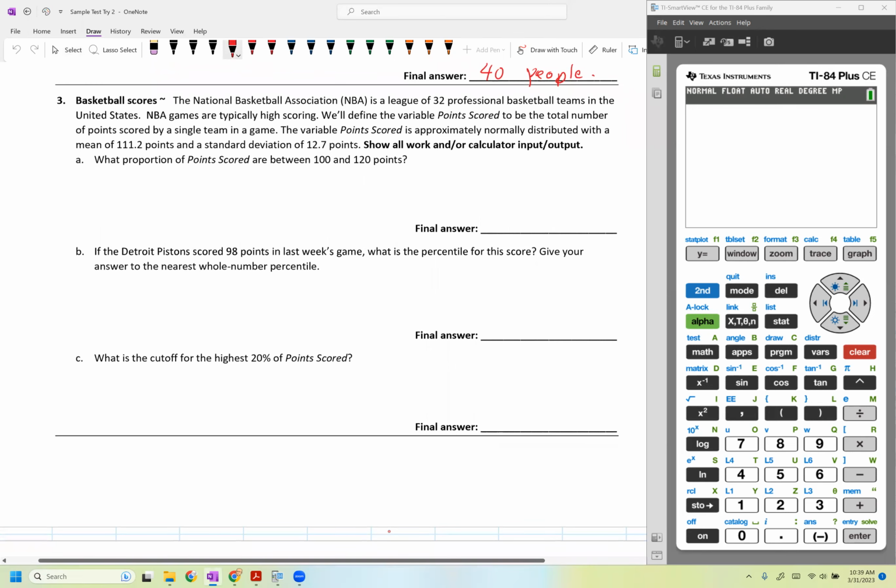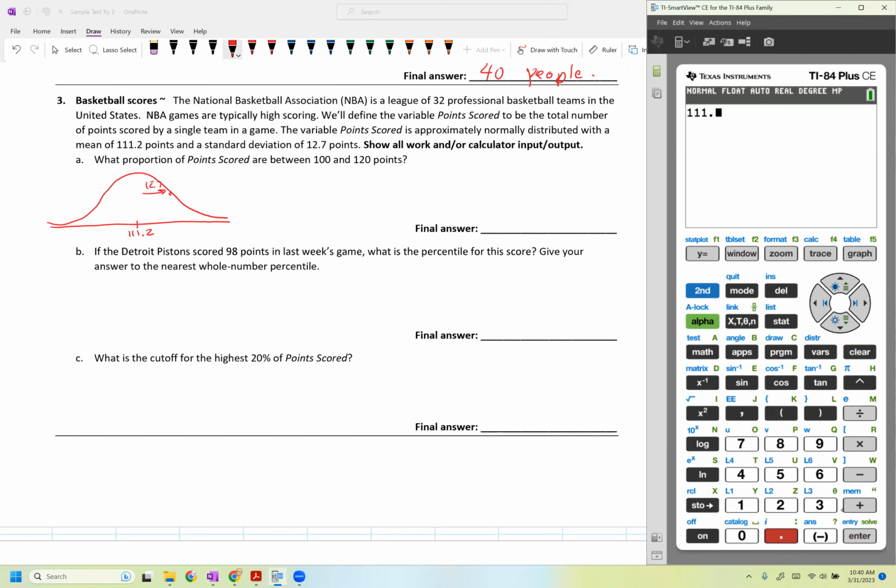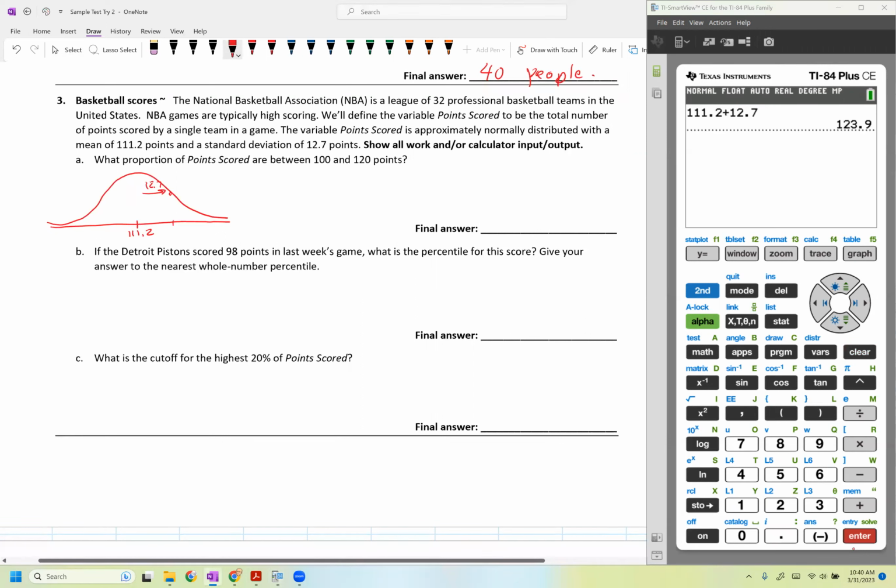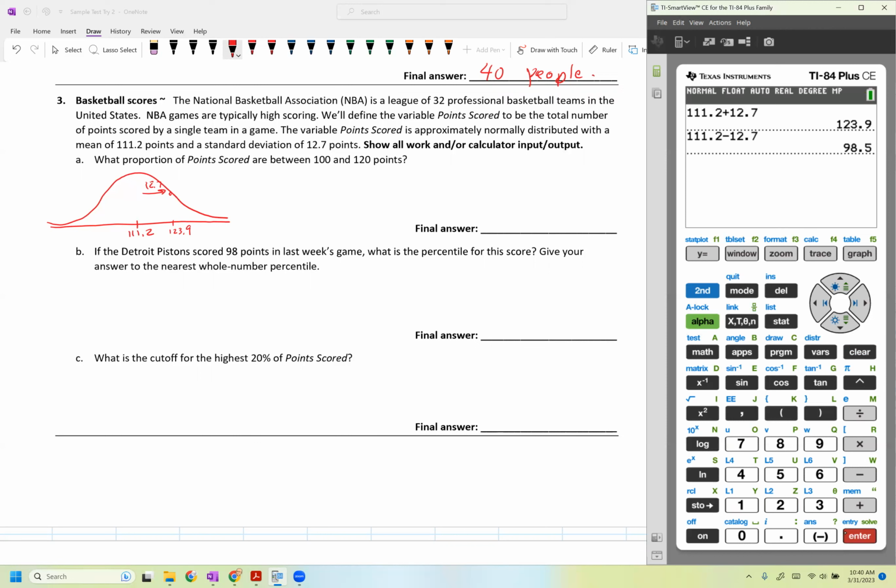Now, whenever I get these normal distribution problems, I like to draw a picture of what's going on. In this case, this picture is a distribution centered at 111.2. It has a standard deviation of 12.7. So we go about to the inflection point and we say, what is 111.2 plus the 12.7? And we get about 123.9. We can also do 111.2 minus the 12.7. And that takes us to about one standard deviation below, which is 98.5.